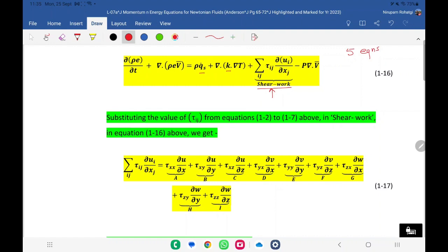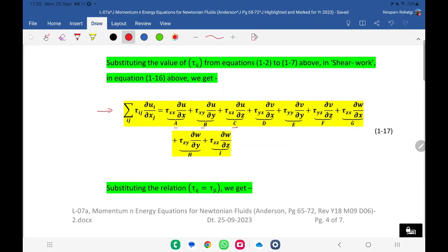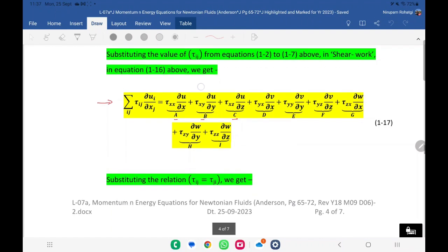Okay. So this term is broken into 9 components. These are A, B, C and so on. Nothing special, we are just putting i as xyz and j as again xyz. Okay, and you get this. Now what we do here is we also substitute this tau xy is equal to tau yx. So these are the 9 terms.